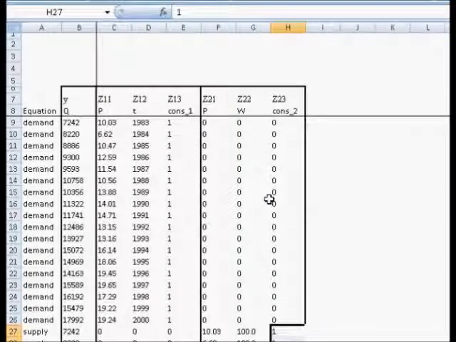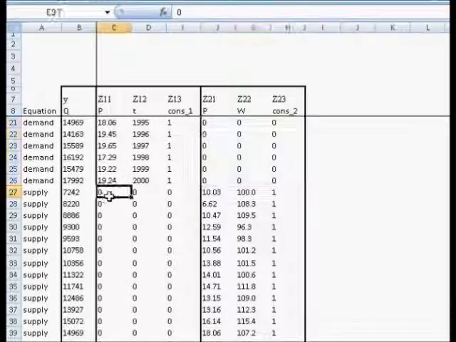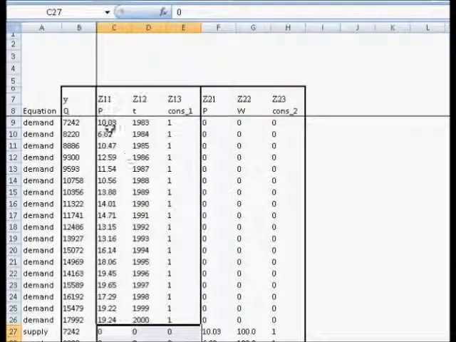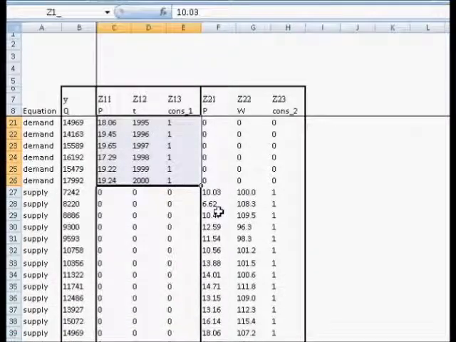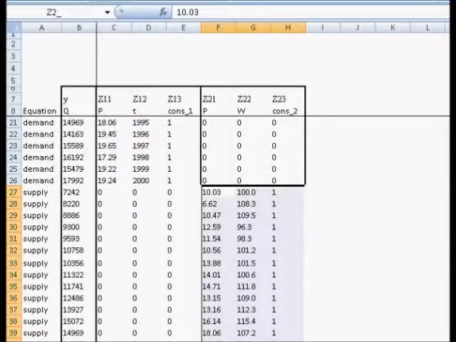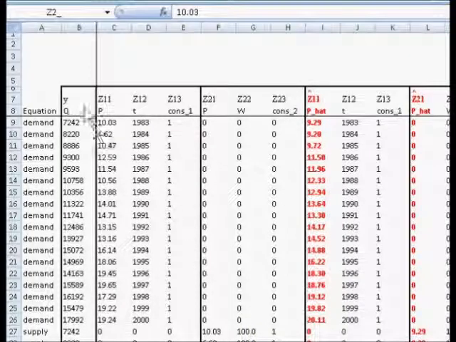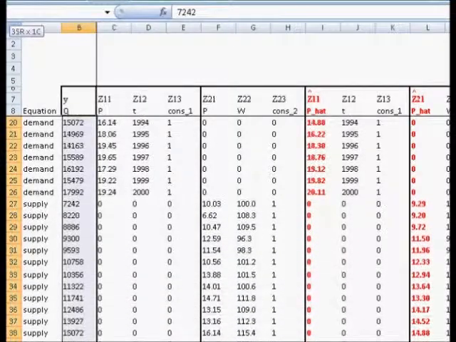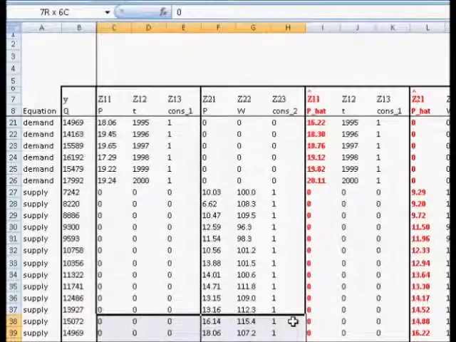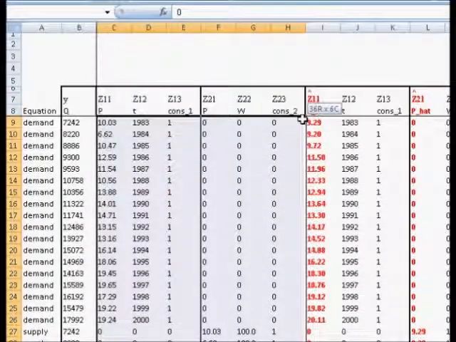So this form is what we call block diagonal form. We have a block of zeros, we have another block of zeros, and then we have the variables for the demand curve and the variables for the supply curve. Now if we perform OLS with blocked Y and blocked X, also known as Z, we would estimate the SUR parameters.